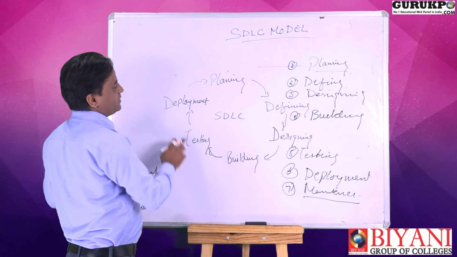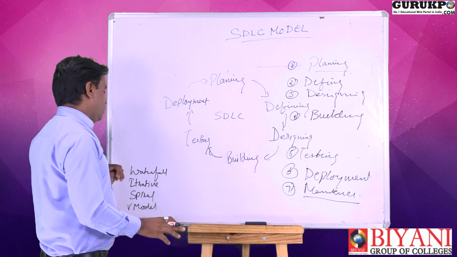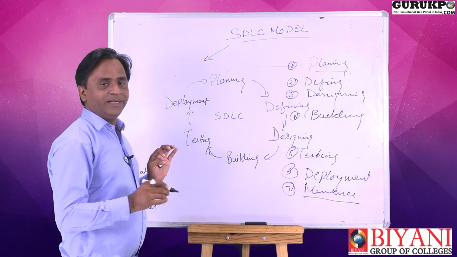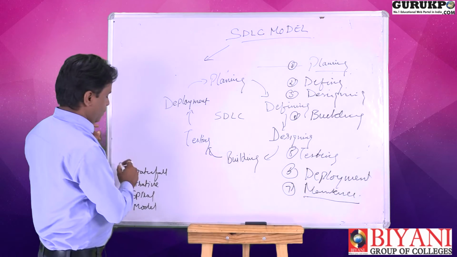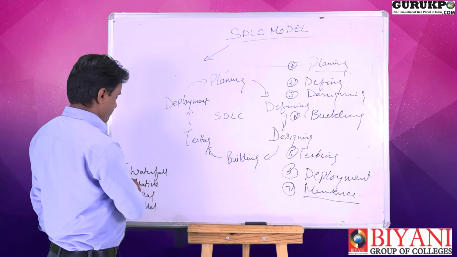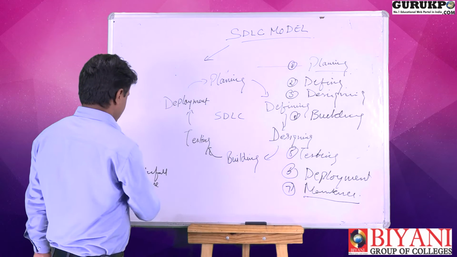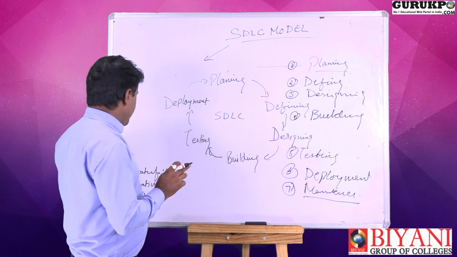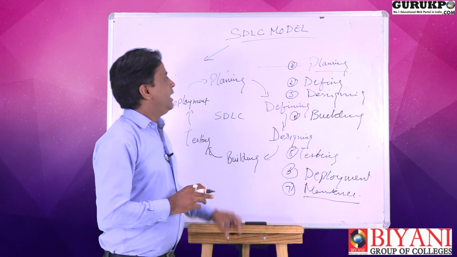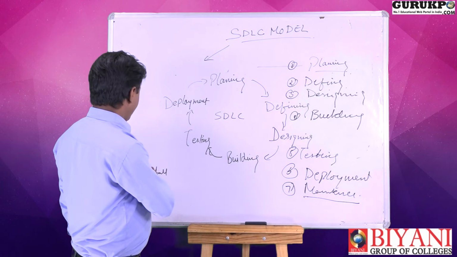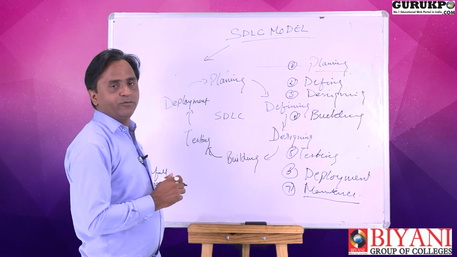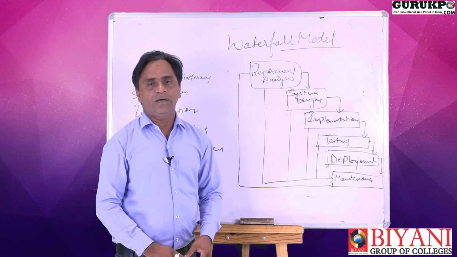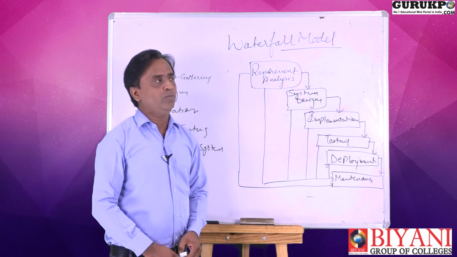After these SDLC model phases, we have to discuss the different types of SDLC models. There are different types of SDLC models. First one is the waterfall model, second is iterative, third is spiral, and fourth is the V model. These 4 models are very important for the system development life cycle. Now we will start with the first SDLC model, the waterfall model.